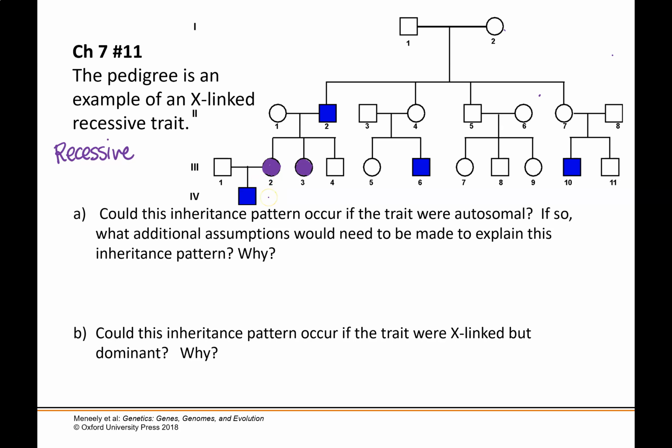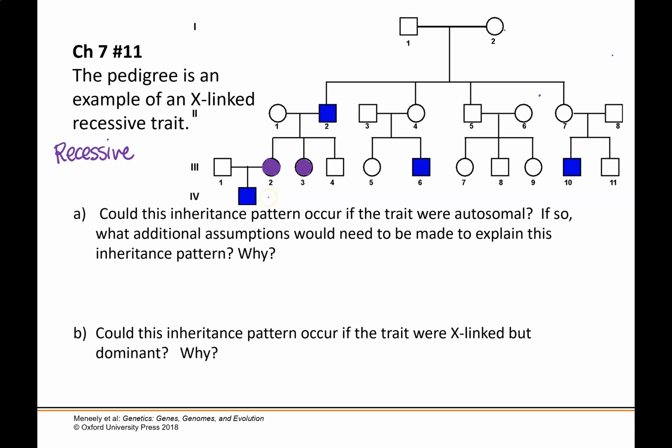Dad is unaffected and only has one allele, so he cannot pass it on. So all of these unaffected males are going to be hemizygous dominant. Remember that phrase. It means there's one X chromosome, there's one gene. All of these females with affected sons then have to be heterozygous.